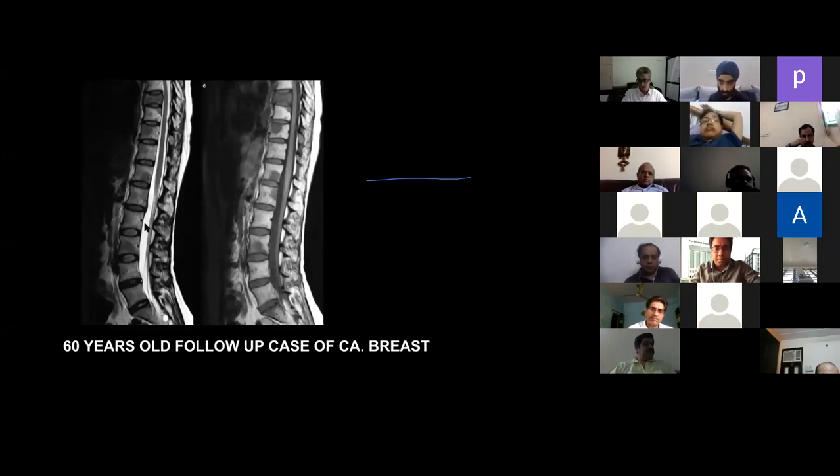If the thecal sac diameter usually is 10, if it is compressed about 3-4, it is mild. Between 3 to 6, it is moderate, and if more than 6 to 7, it is severe. Usually divide the canal like this.